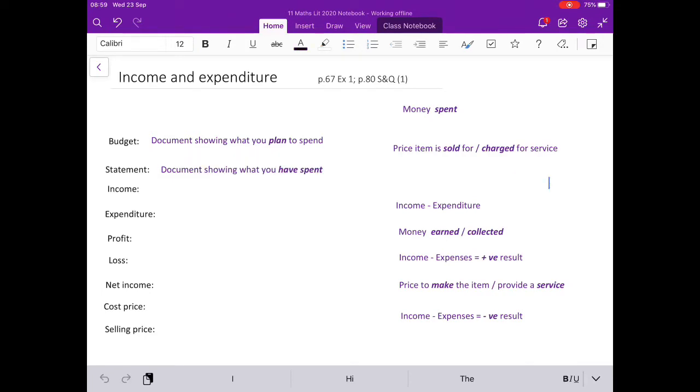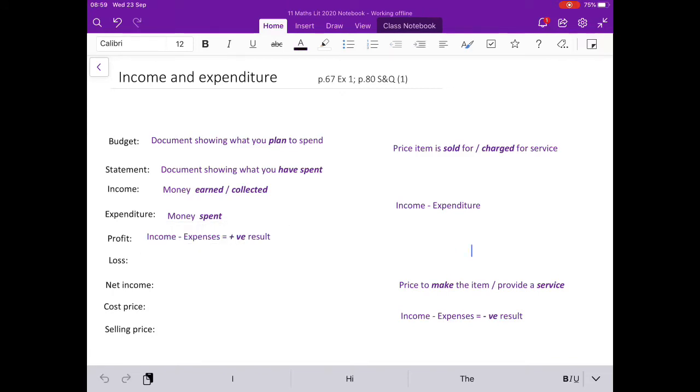Income is money earned or collected from a business. Expenditure is money spent in the business. Profit is income minus expenditure, and you have a positive result. A loss is when you have income minus expenditure and your result is negative. So whenever you decide profit or loss, you're always going to go income minus expenditure. Net income is related to that, and that will again be income minus expenditure.